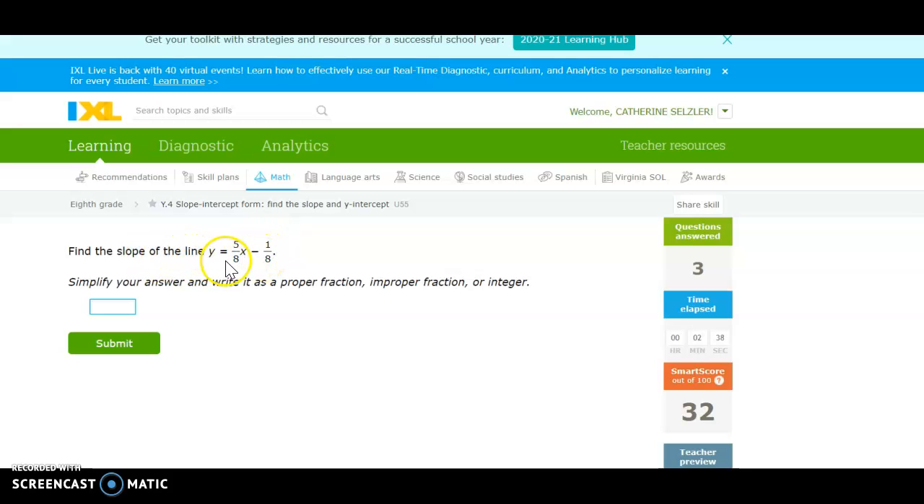Now this one's asking me for the slope, so I don't care about this y-intercept. I'm only looking at the number in front of x, and that is 5/8. So hope this has helped. Once again, if it asks you for the slope, you are looking for the number in front of x. If it asks you for the y-intercept, you are looking for this number that's being added or subtracted on.